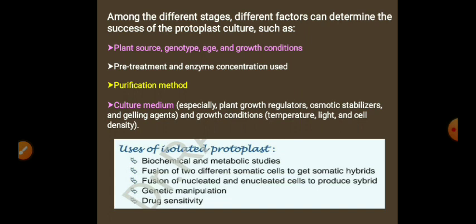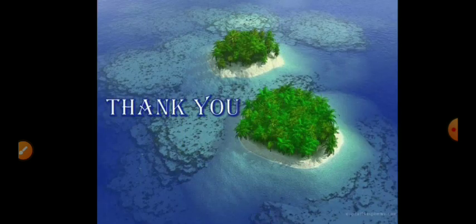Then what are the uses of isolated protoplast culture? This will help to study the biochemical and metabolic pathways of the cells, and the fusion of two different somatic cells. I already told you protoplast is a somatic cell. Just got it? Okay. The fusion of two different somatic cells to get a somatic hybrid. Then production of hybrids and genetic manipulation, meaning exchange of genetic material from one plant protoplast to another plant. Then drug sensitivity. Okay. Thank you.